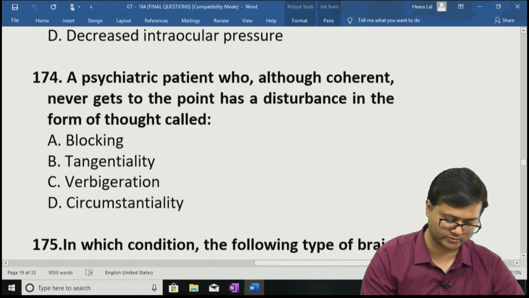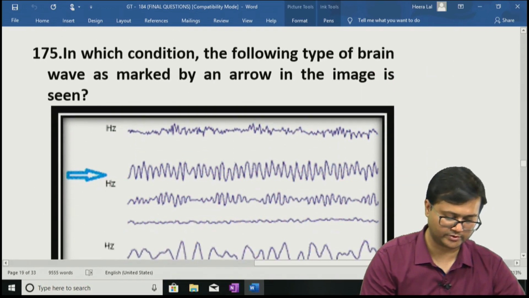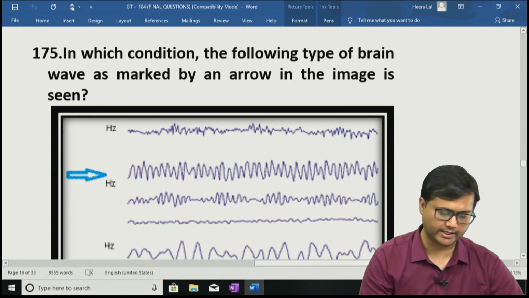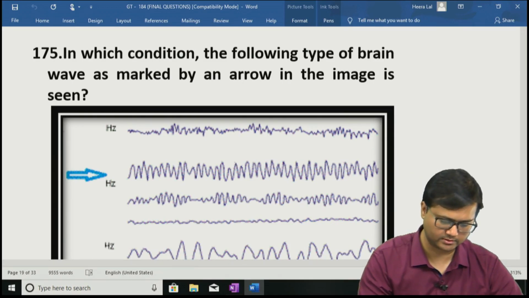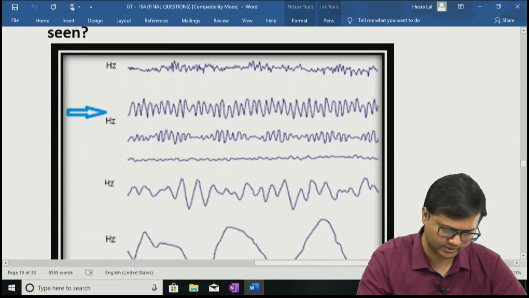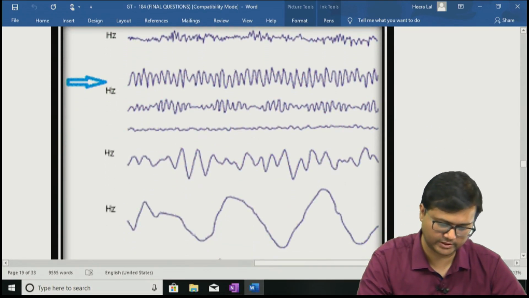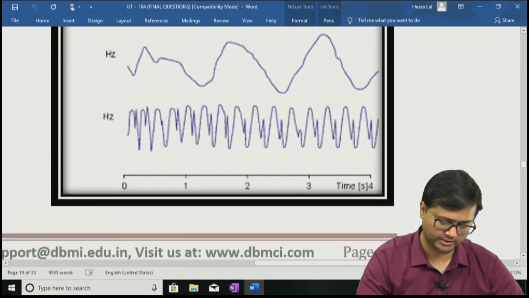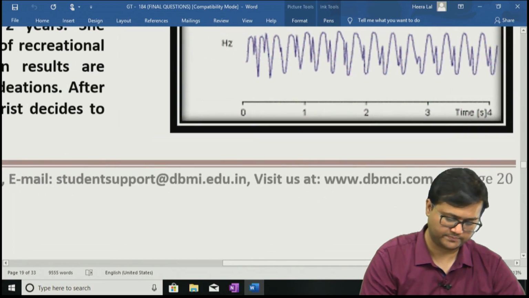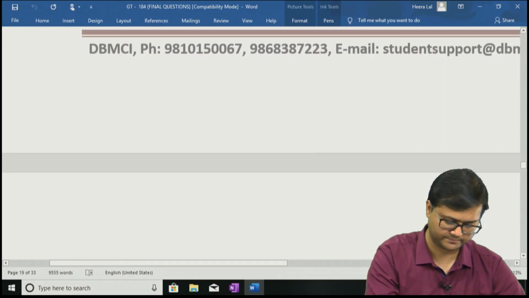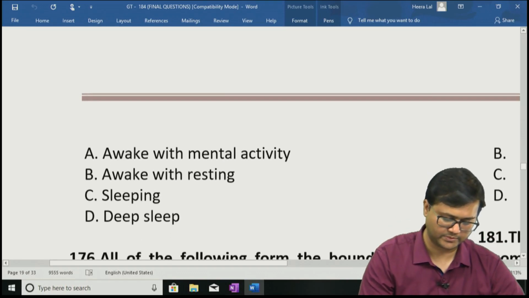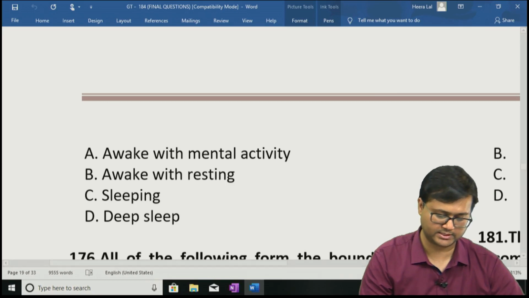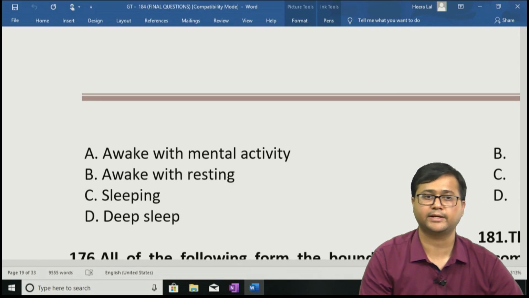Let us discuss the next question. Question 175. In which condition is the following type of brain wave, as marked by the arrow in the image, seen? So there are various waves which are given, and we have to tell in which they are seen. So the options are A, awake with mental activity, B, awake with resting, C, sleeping, and D, deep sleep.